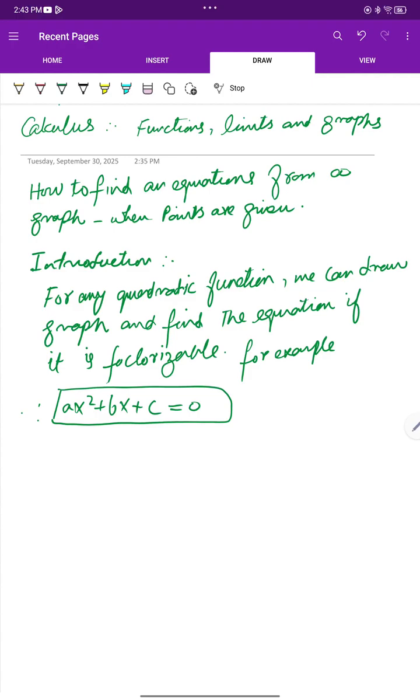Hi everyone. This is calculus: functions, limits, and graphs. How to find an equation from a graph when the points are given.